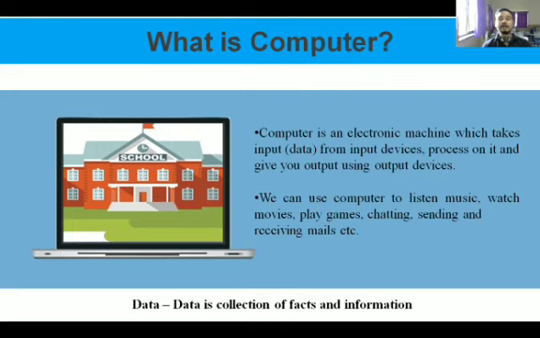Now I used one keyword, the term data. What is data? As I told you, computer is an electronic machine which takes input. Input means which takes data. So what is data? Data is a collection of facts and information that we are going to give to our CPU. CPU stands for Central Processing Unit. Okay. Are we clear with this one?